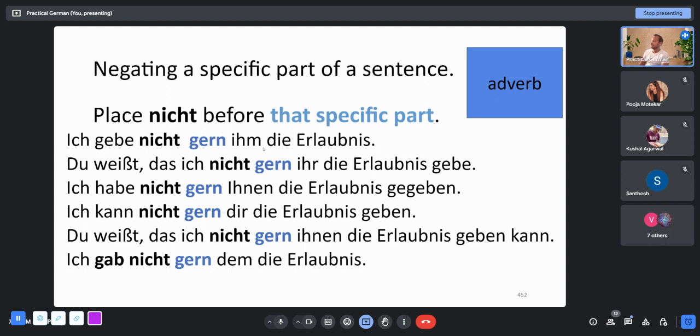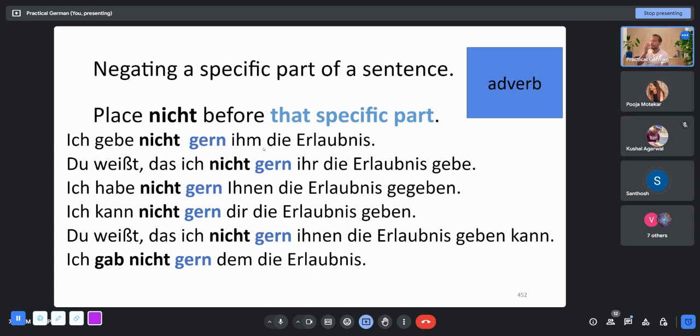So here is the same sentence, just a little bit different. We added the adverb gern. Can someone tell me what is the difference between, for example, "ich gebe ihm die Erlaubnis," that is one sentence, and the other sentence, "ich gebe gern ihm die Erlaubnis"? What is the difference? Santosh, do you mind? That's difficult. But for example, "ich tanze" is one sentence, "ich tanze gern" is another sentence. What is the difference?